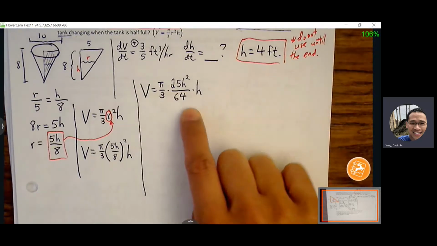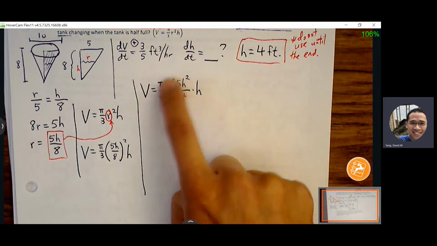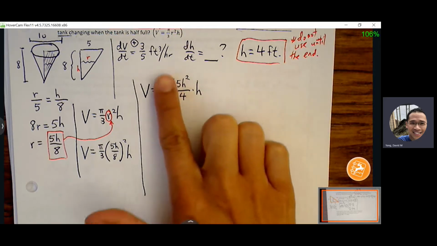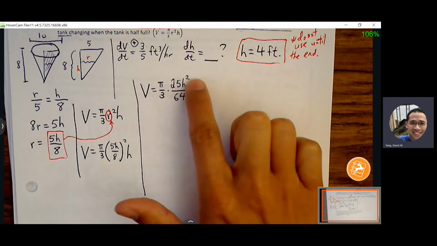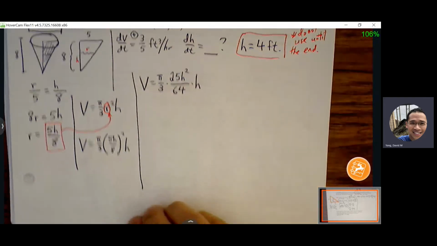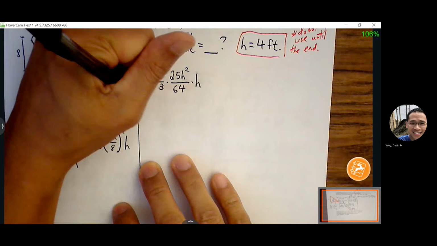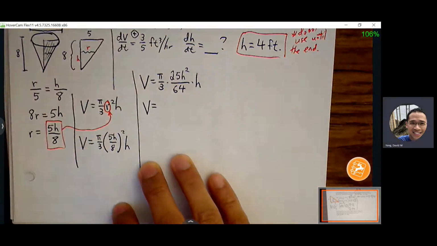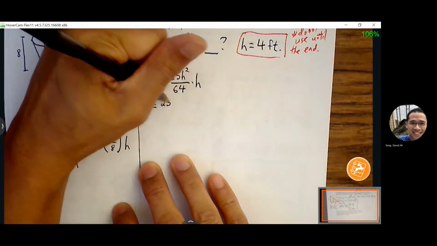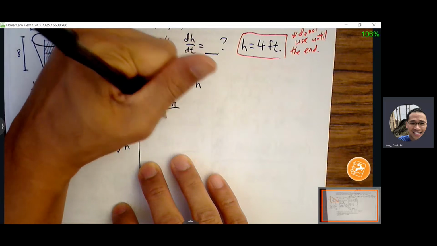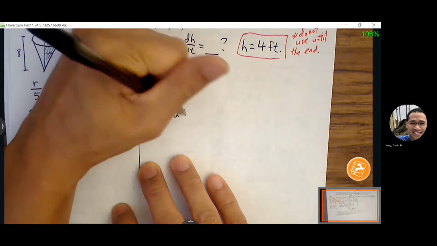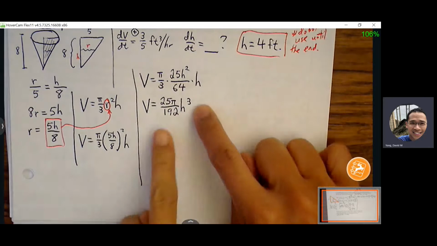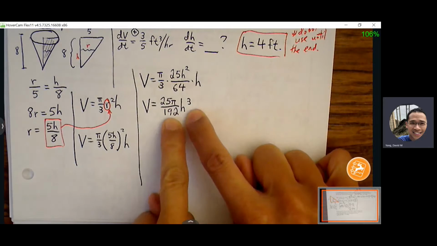Okay, still not ready. We still want to do a little more cleanup here. Let's get all this to be one nice fraction. Let's get the h's together. This is where we need to be before we find the derivative.